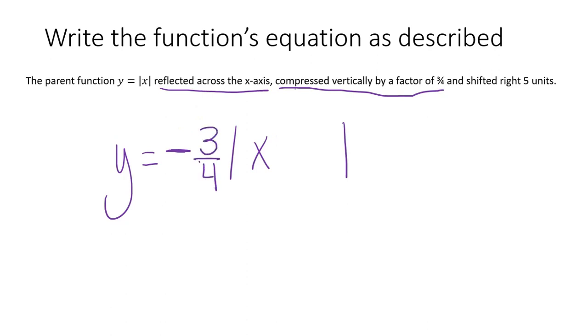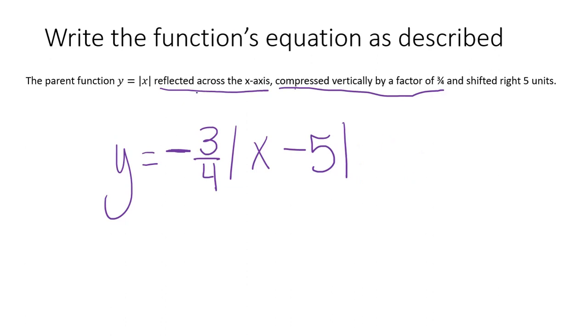Kind of like how that 2 went out in the front and we said it was stretched vertically. And then I'm shifted right 5 units. Well, it won't be +5 on the inside though, right? Because it's flipped. So it'd be -5 on the inside. And notice, there's no shift up or down anywhere in this information. So I'm not going to have anything on the outside.